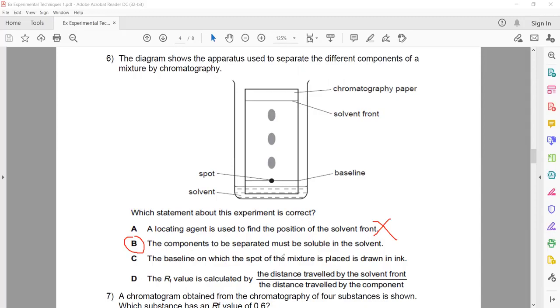The baseline on which the spot of the mixture is placed is drawn with ink, that's wrong. We should always draw it with pencil. And RF value is the distance traveled by the solvent, that's wrong. It is the distance traveled by the component divided by the distance traveled by the solvent. It's written in the opposite way, as a reciprocal. So statement B is the right answer.